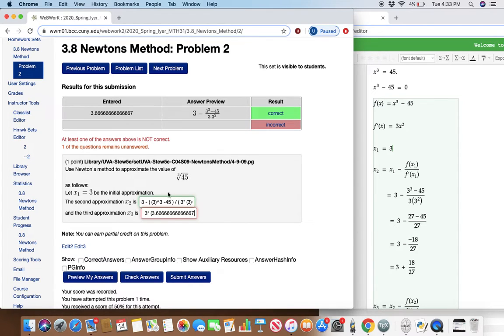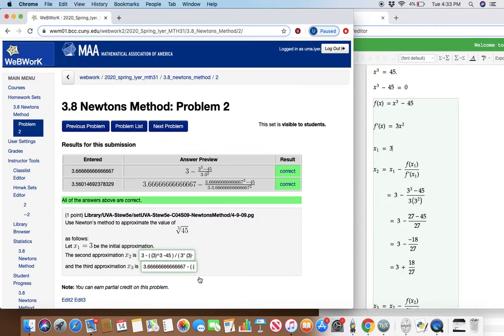I've cut and pasted. My old x is now the answer I got for x2. That will fetch me x3. Submit, and we are done.